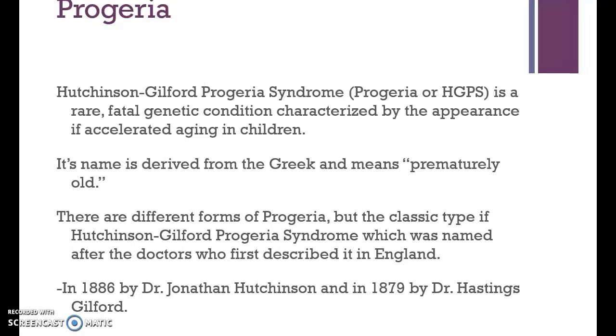Progeria. Hutchinson-Gilford progeria syndrome, progeria or HGPS, is a rare fatal genetic condition characterized by the appearance of accelerated aging in children. Its name is derived from the Greek and means prematurely old. There are different forms of progeria, but the classical type is Hutchinson-Gilford progeria syndrome, which was named after the doctors who first described it in England: in 1886 by Dr. Jonathan Hutchinson and in 1879 by Dr. Hastings Gilford.